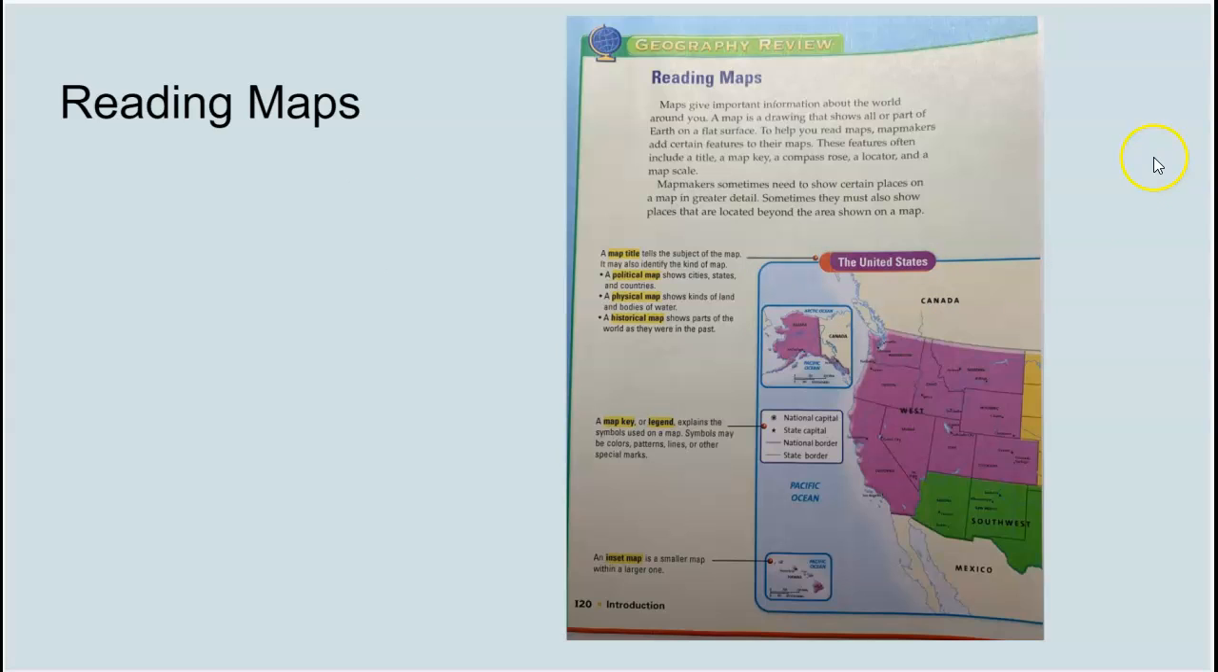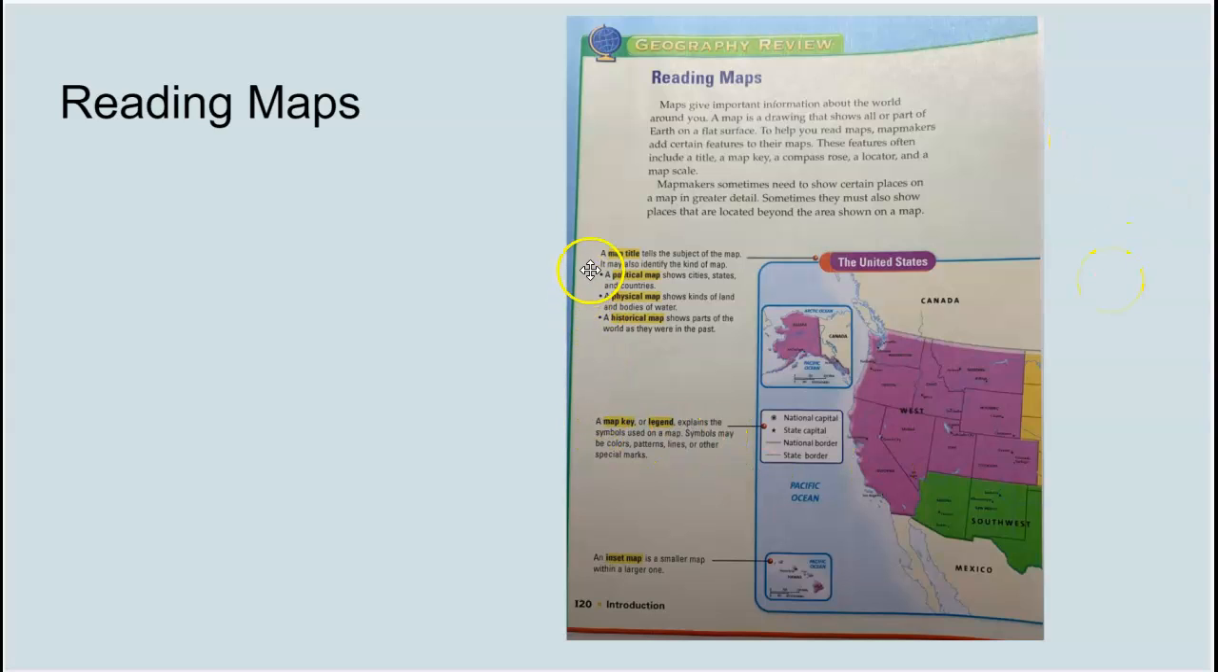Maps give important information about the world around you. A map is a drawing that shows all or part of the Earth on a flat surface. To help you read maps, map makers add certain features to their maps. These features often include a title, a map key, a compass rose, a locator, and a map scale. Map makers sometimes need to show certain places on a map in greater detail. Sometimes they must also show places that are located beyond the area shown on the map.